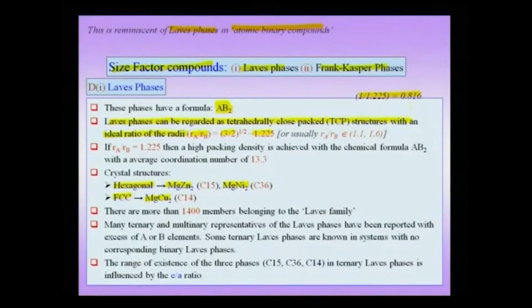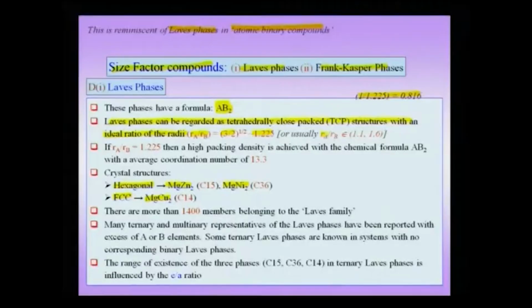But nevertheless, these are stabilized for size ratios close to 1.225, and typically they form not just at 1.225, but for a radius ratio in the range of about 1.1 to 1.6. And if the Ra by Rb is 1.225, then a high packing density is achieved with the chemical formula AB2 with an average coordination number which is 13.3.